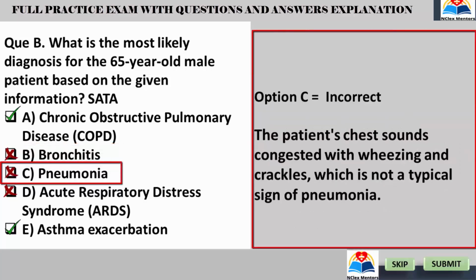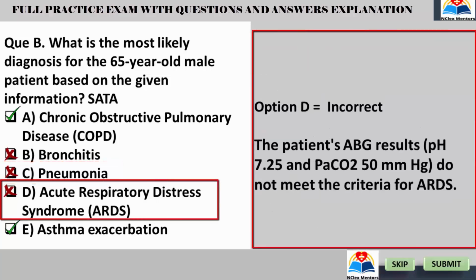Option C, pneumonia, is not a likely diagnosis as the patient's chest sounds congested with wheezing and crackles, which is not a typical sign of pneumonia. Option D, acute respiratory distress syndrome, is not a likely diagnosis as the patient's arterial blood gas results do not meet the criteria for ARDS.